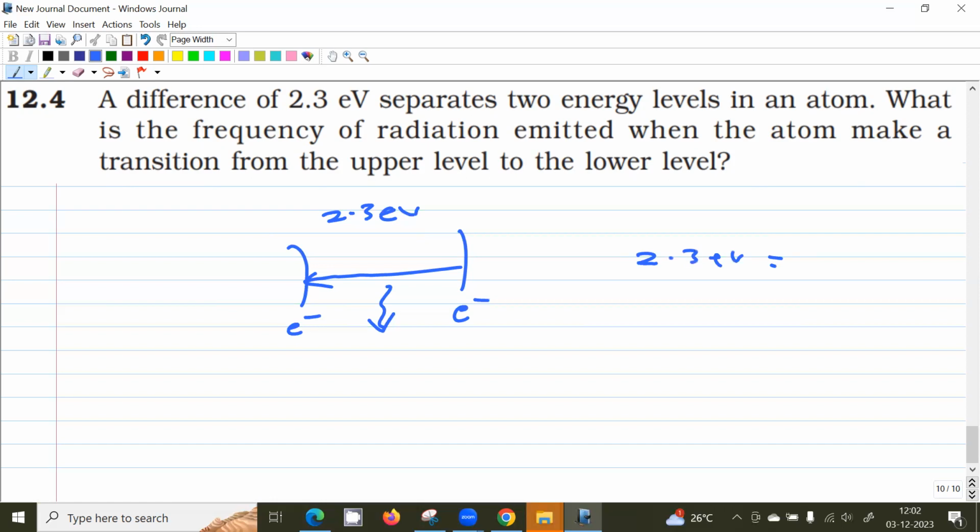So this energy difference, 2.3 electron volts, should be equal to h into nu. So this has to be converted to joules, 1.6 into 10 raised to minus 19 joules. You have to find the frequency, right? So just the nu. So from h into nu, I'll get the nu. I'm not doing the calculation.